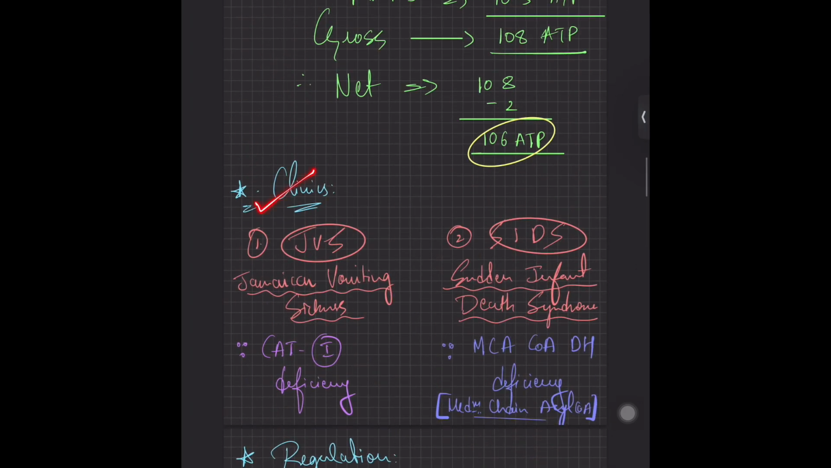And then coming to the clinics, Jamaican vomiting sickness occurs when there is CAT1 deficiency, carnitine acyltransferase 1 deficiency. And then sudden infant death syndrome occurs when there is MCAD deficiency, that is medium chain acyl CoA dehydrogenase deficiency.